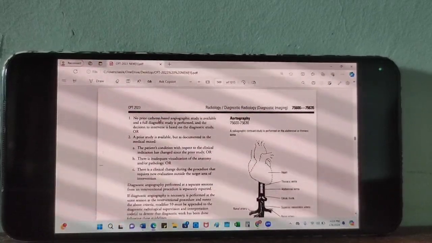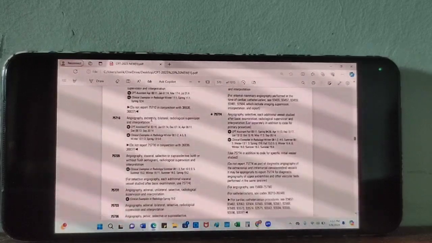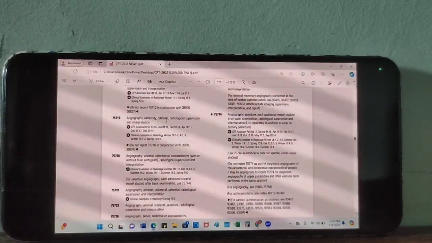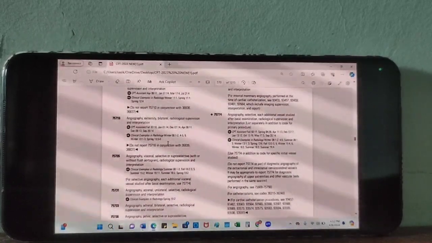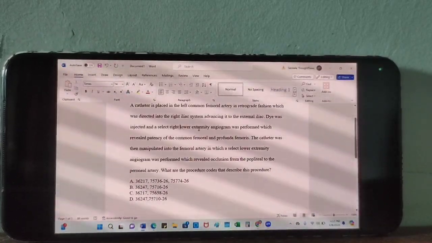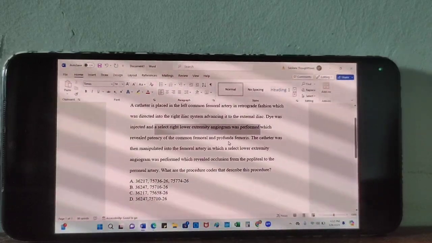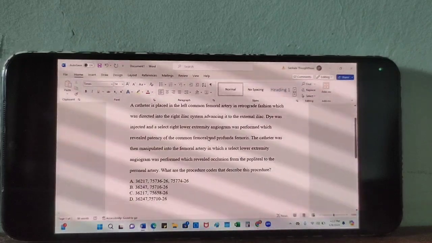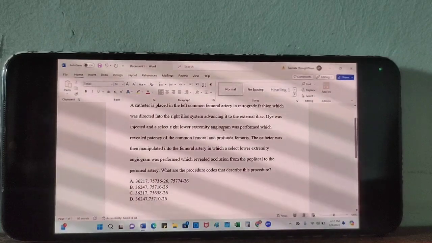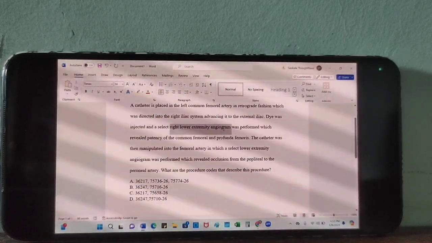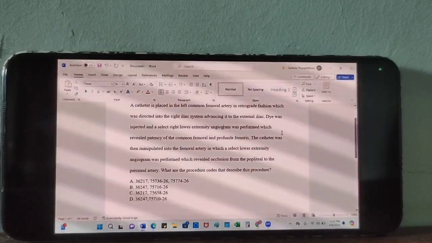Angiogram extremity bilateral, 75716 for bilateral. Now, in this question, dye was injected and select left lower extremity angiogram was performed. Now, the doctor just took the angiogram at the right side only.